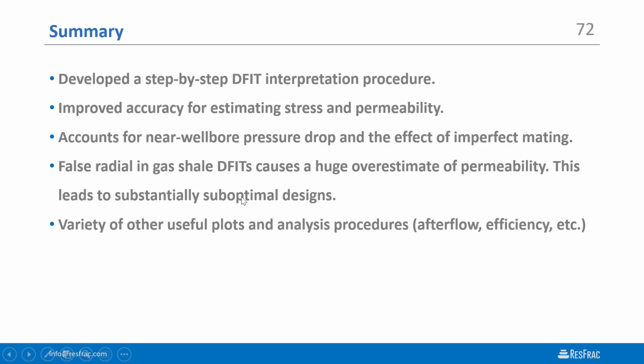Important finding is that in gas shale, specifically gas being the key word there, false radial and the DFITs can cause a large overestimation of permeability. That has a big impact on economics. You can incorrectly space your wells and incorrectly space your clusters. And actually, there's quite a few additional details in the paper I didn't cover there that I encourage you to check out.